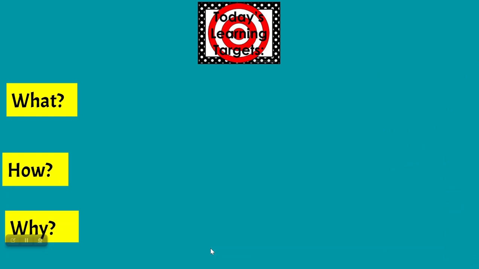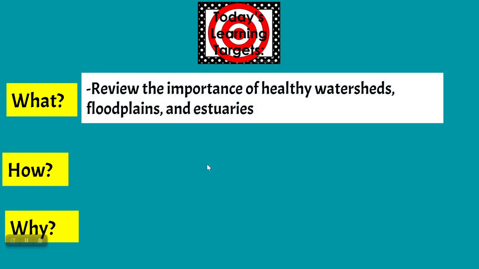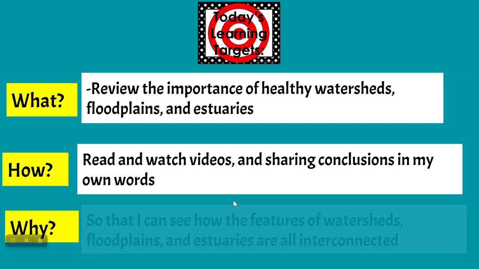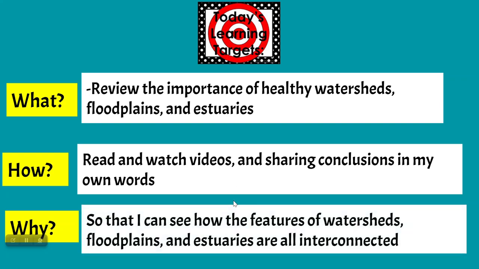All right, so what are we going to do today? We're going to review the importance of healthy watersheds and floodplains and estuaries by reading and watching videos and by sharing conclusions in our own words. Why? So that we can see how the features of watersheds, floodplains, and estuaries are all interconnected.